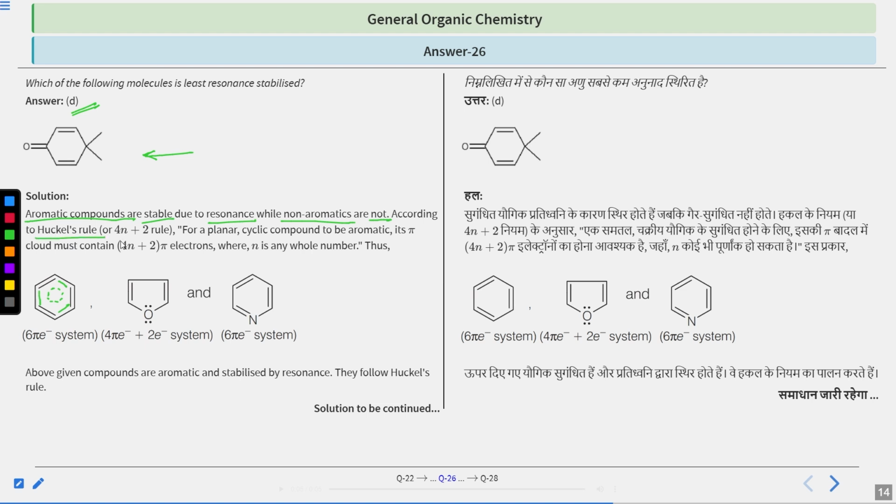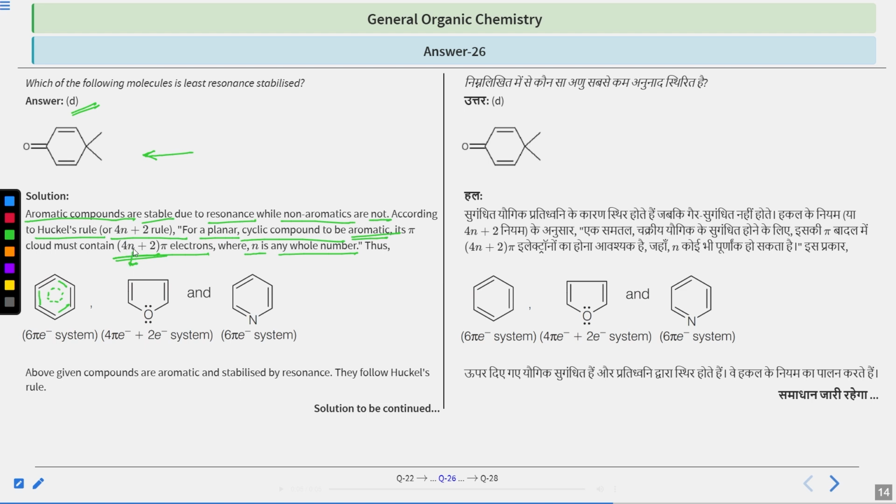According to Huckel's rule, or the 4n+2 rule, both are the same. Huckel's rule is also known as the 4n+2 rule. So according to this rule, for a planar, cyclic compound to be aromatic, its pi cloud must contain 4n+2 pi electrons, where n is any whole number: 0, 1, 2, 3, 4, 5, 6. So any planar cyclic compound, if it has to be aromatic, must have a total of 4n+2 pi electrons in its pi cloud, where n is any whole number.